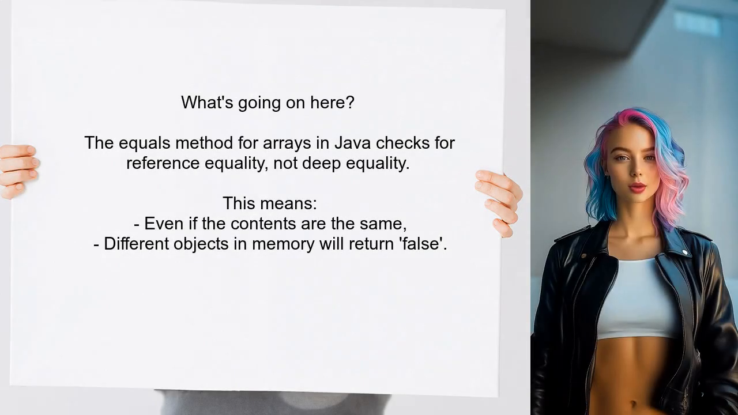So what's going on here? The equals method for arrays in Java checks for reference equality, not deep equality. This means that even if the contents of the arrays are the same, if they are different objects in memory, the method will return false. Let's break this down further.